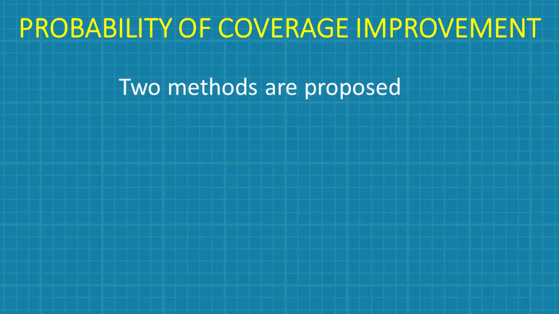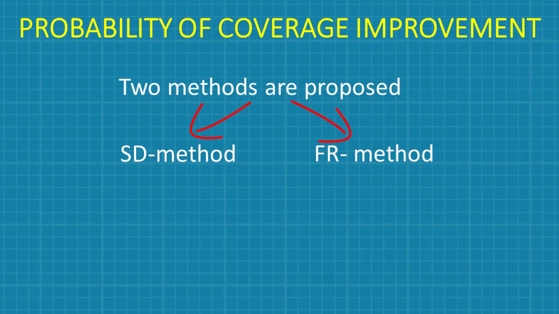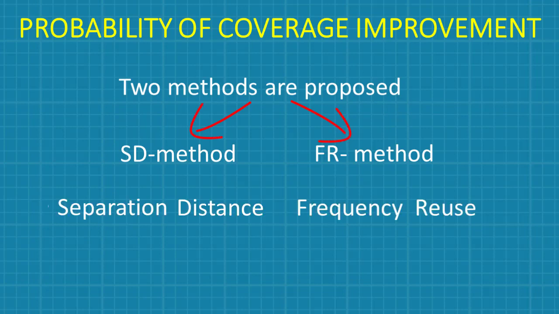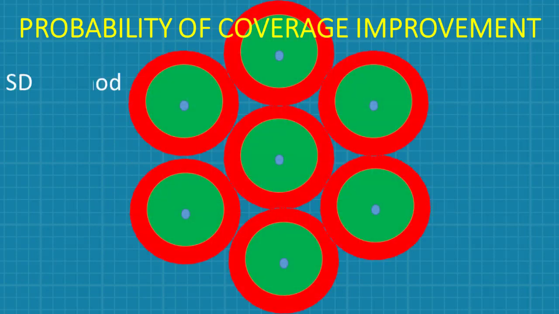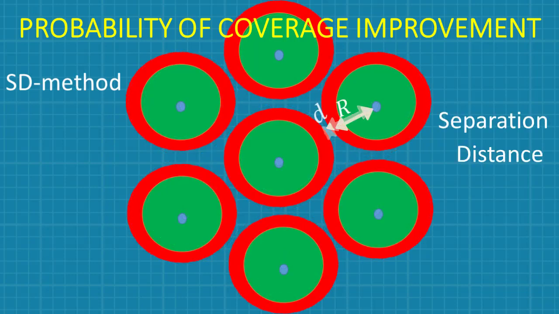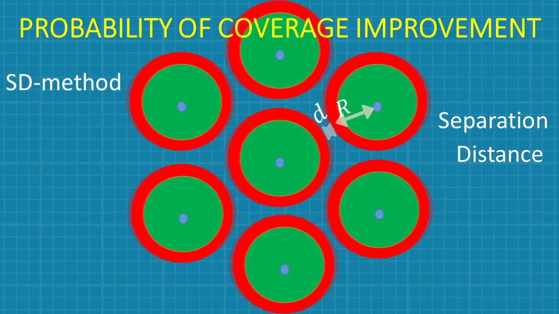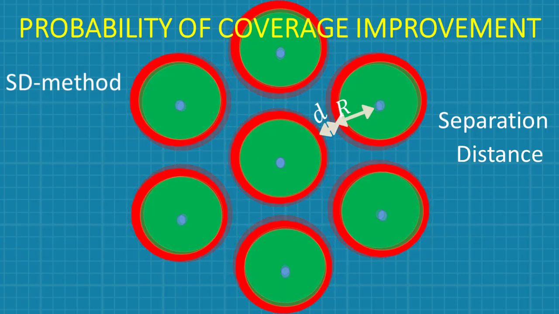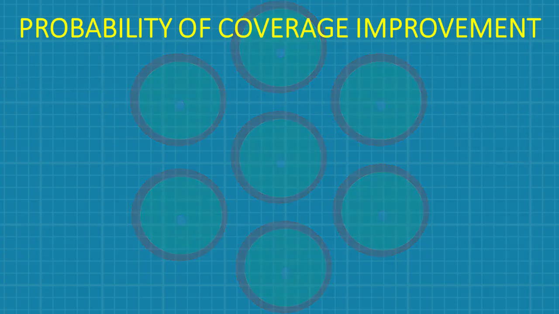Probability of coverage improvement. Two methods are proposed to improve the probability of coverage, by reducing the other UAV co-channel interference. In the first method, the SD method, the interference is reduced by decreasing the coverage radius of UAV and setting a separation distance, d, between the UAV coverage areas. The increase in separation distance results in an increase in the probability of coverage.